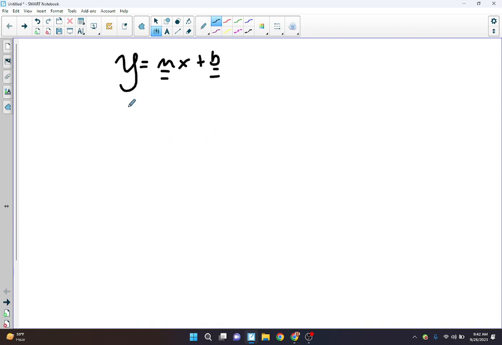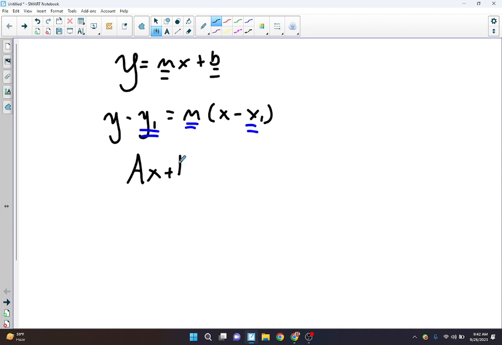We have point-slope form, which is y minus y1 equals m times (x minus x1). Oh, I'm sorry, we call this point-slope form because we have a slope and we have a specific point. And then there's standard form. Standard form is ax plus by equals c.